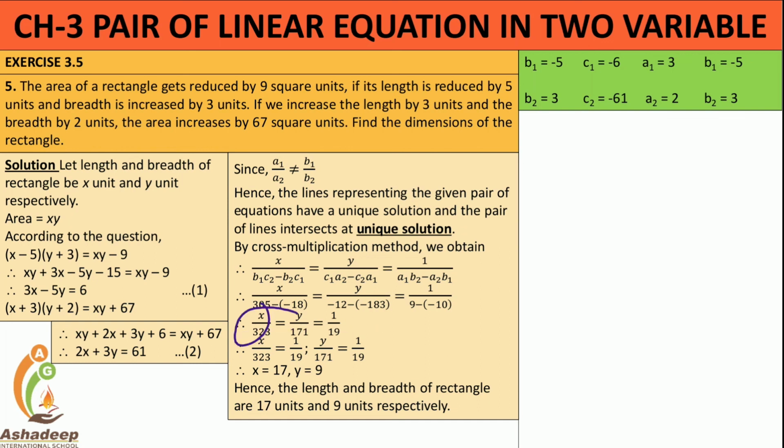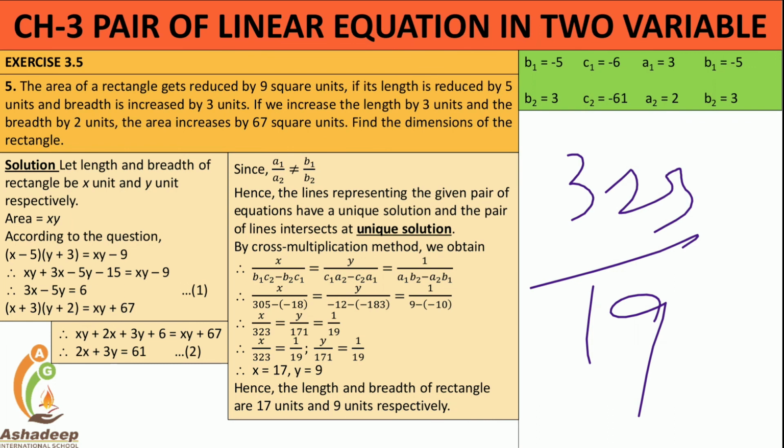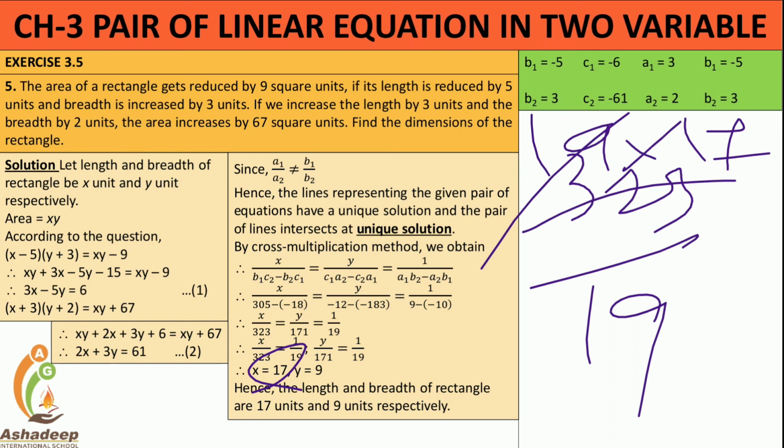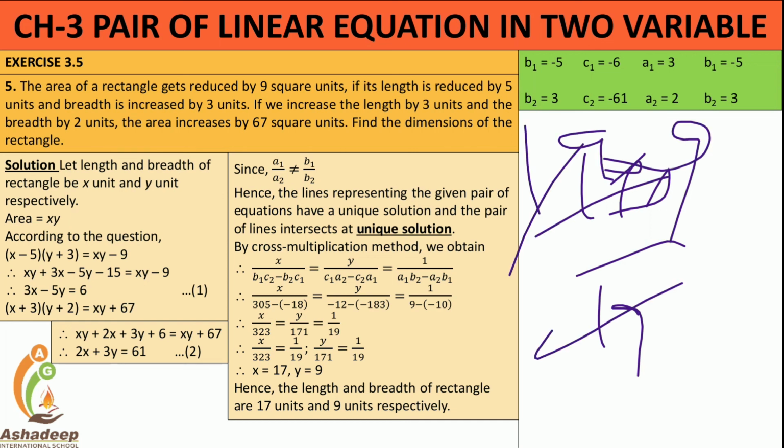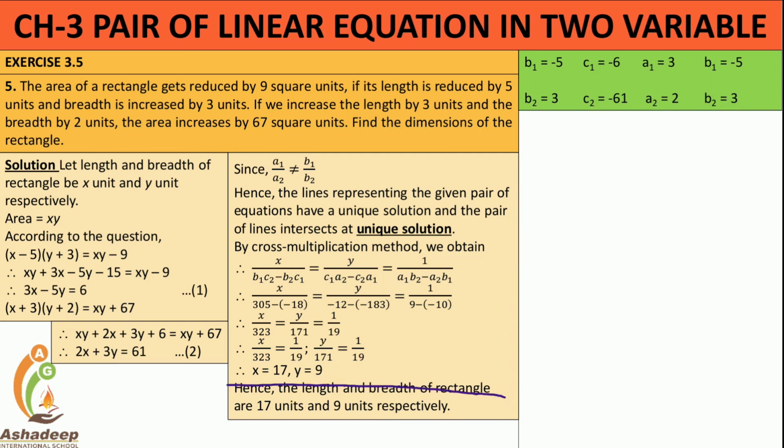Now compare x upon 323 with 1 upon 19, and then y upon 171 with 1 upon 19. So 323 goes to the numerator. So 323 divided by 19 is equal to 17. This is 19 into 17. So 19 cancels. 171 divided by 19. So this is 19 9s are. So 19 cancels. The answer becomes 9. So hence the length and breadth of the rectangle are 17 units and 9 units respectively.